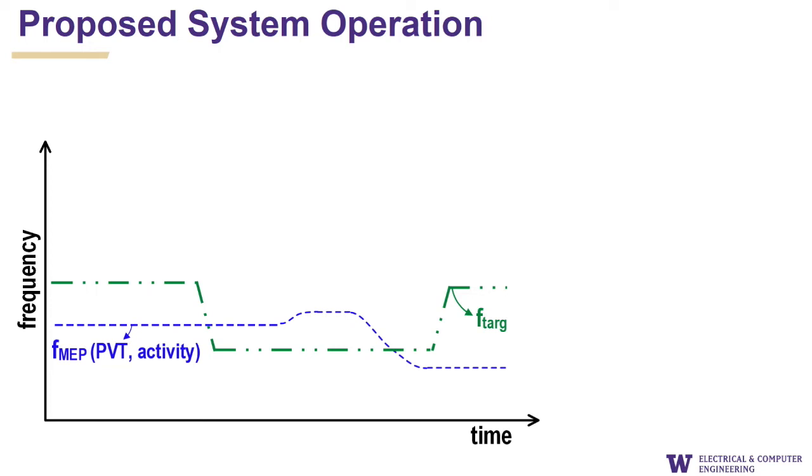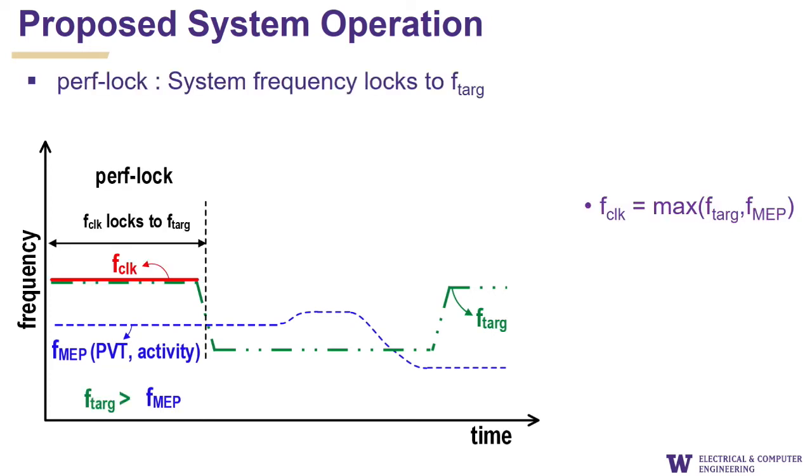I have to figure out what that curve is, but let's pretend I know what it is. What the system should be doing is, when the target frequency requirement exceeds FMEP, it basically runs in what we call perf lock, performance lock. I'm going to run in order to guarantee what the performance of this system is going to be, okay?